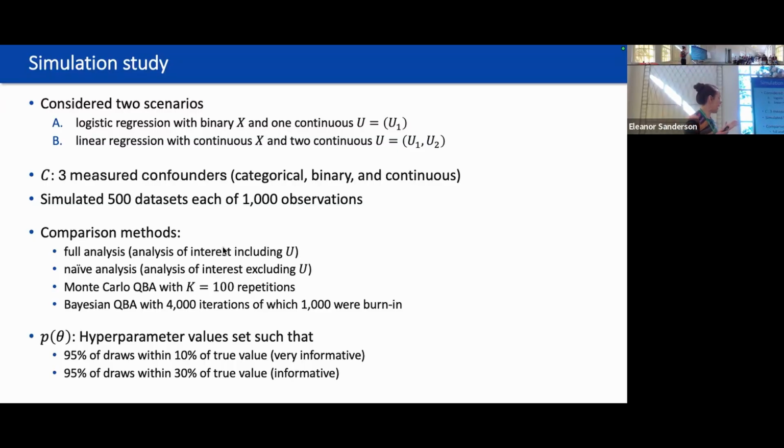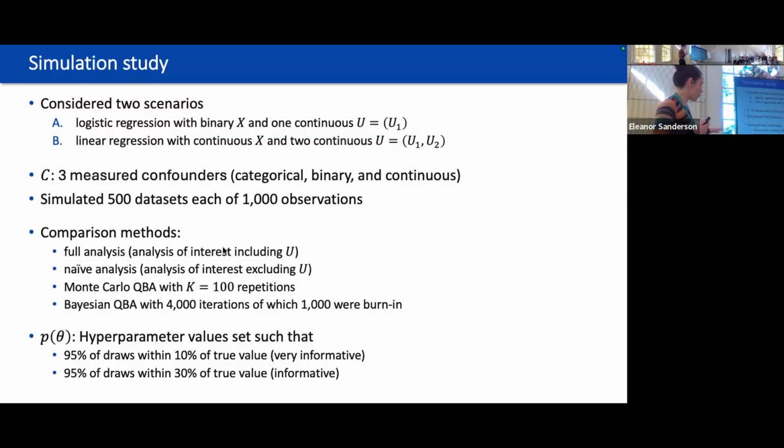So the methods we compared were the full analysis, where we fitted the analysis of interest, including our U. Then we did a naive analysis where we just adjusted for the measured confounders. We did a Monte Carlo bias analysis with 100 repetitions. And we did a Bayesian implementation with 4,000 iterations, of which 1,000 were burn-in.